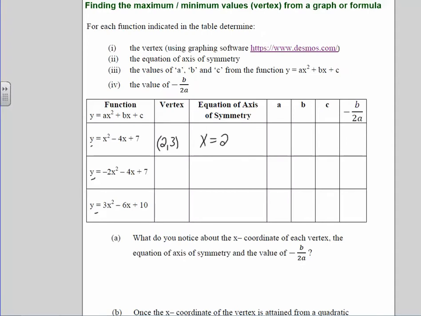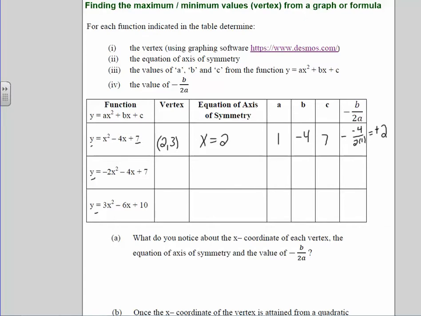Now a, b, and c values. There's no number in front of x squared, so it's just 1. Our b value is negative 4, and our c value is 7. So we then do this calculation: negative b divided by 2a. So negative, our b value is already negative 4, divided by 2 times 1. So we have negative times a negative, which makes a positive. 4 divided by 2 is 2.